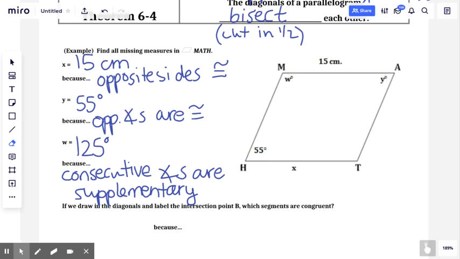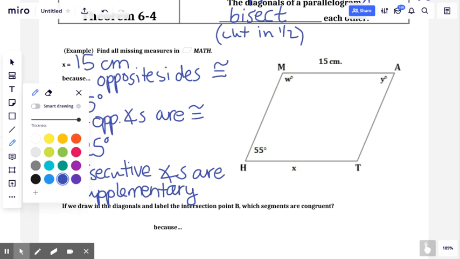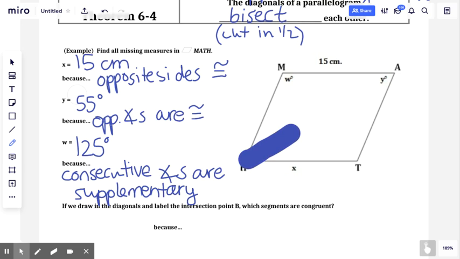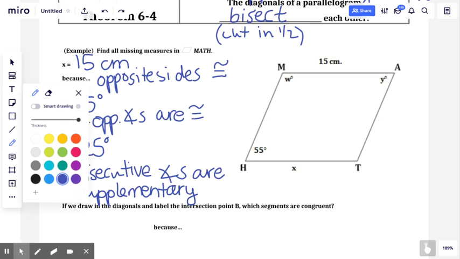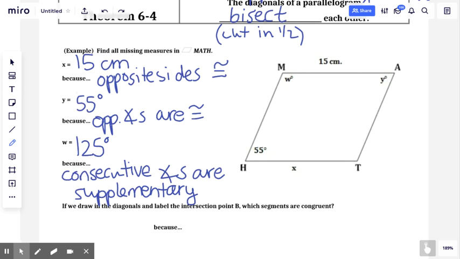Okay, so the last part is we're going to draw in the diagonals and label the intersection point B. Whoa, that is not what I wanted. Forgot to change the thickness. Okay, here we go. So if we were to draw in the diagonals and label that intersection point B.